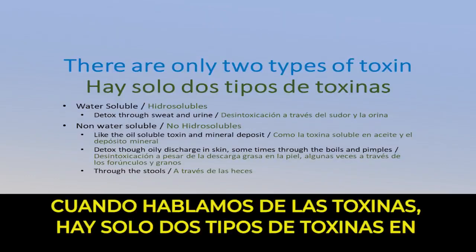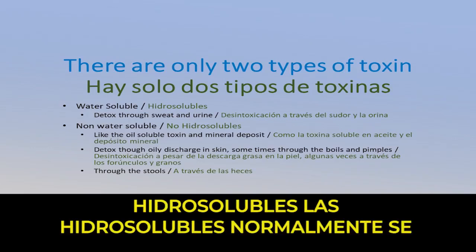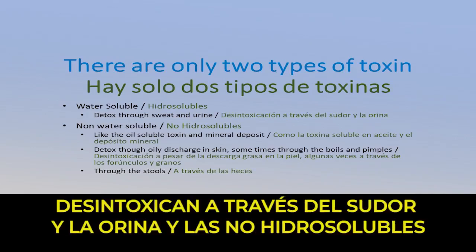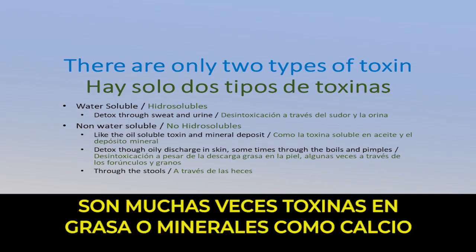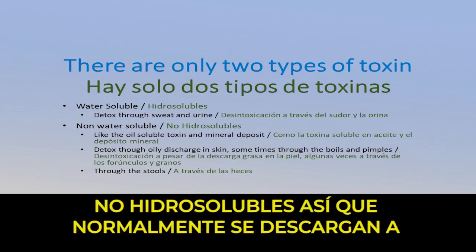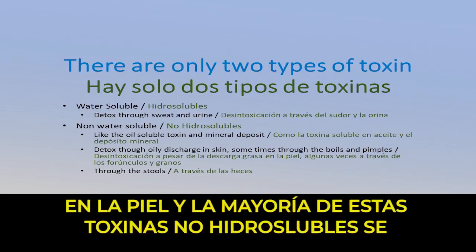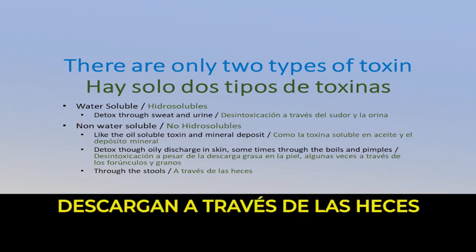When it comes to toxin, there are only two types of toxin in the body. One is water soluble, one is non-water soluble. Water soluble toxin is normally detoxed through the sweat and urine. Non-water soluble toxins are sometimes oil toxin, or minerals like calcium deposit inside the body, the calcium stone. Normally they detox through discharge in the skin, and sometimes through boils and pimples on the skin. And most of these insoluble toxins also discharge through the stool.